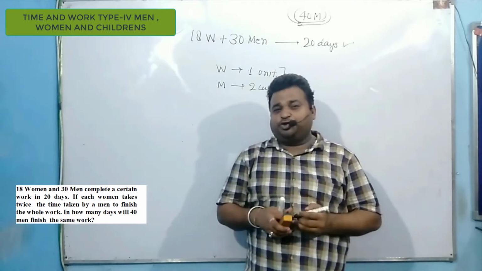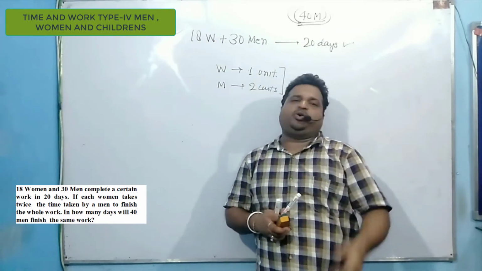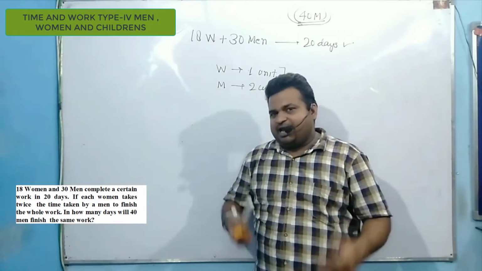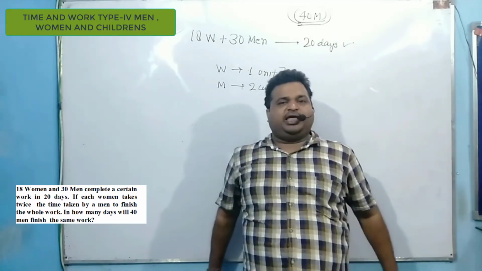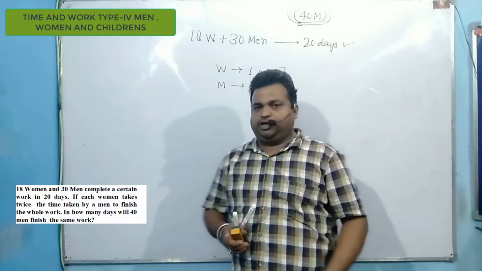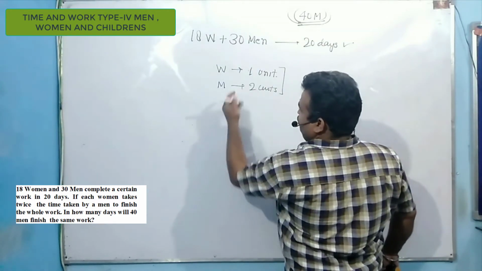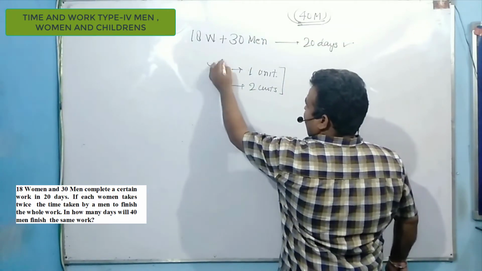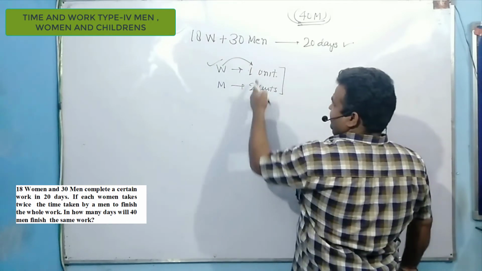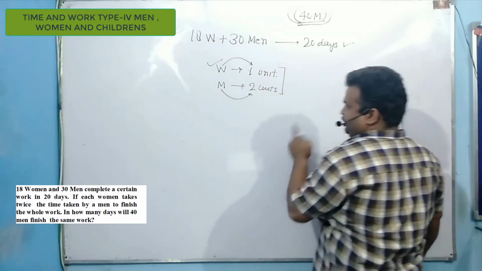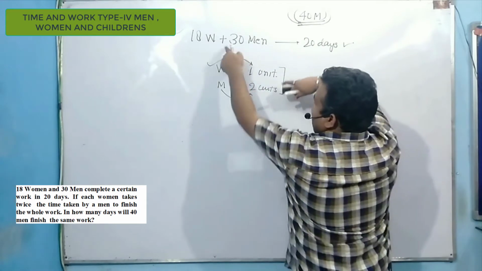For this you need to calculate what my total work is. How much work has to be done? If you know the total work, then it is very easy to solve the question. Now, what is the ratio of men and women? The work ratio of women is 1 unit and men is 2 units. Now I put this value over here.